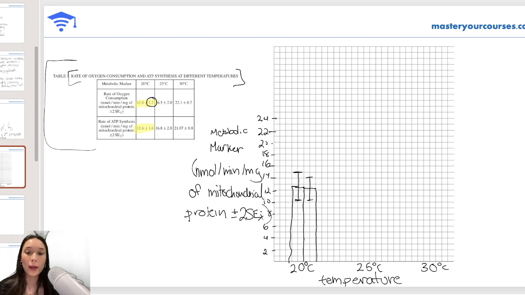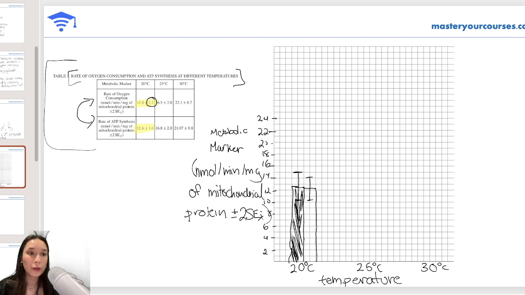Now, just to make sure that you can distinguish between these two graphs, because they are 2 different measurements, one's for oxygen and one's for ATP, you want to either color one in or put a pattern on one of them. I'm just going to color in one of them like this, and leave the other one blank, just so you can distinguish between them. And then we'll put the legend in as well.